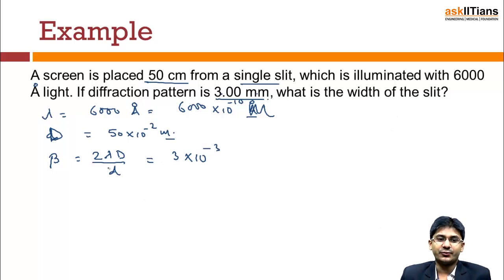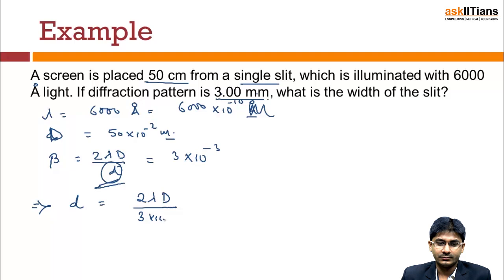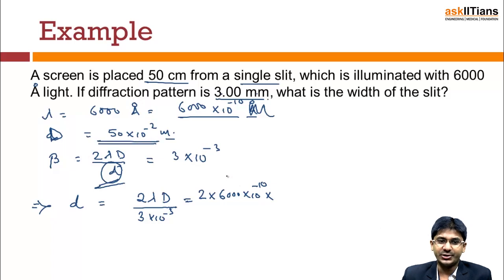What is the width of the slit? The small d. So what we do? Simply put the values. Small d is, okay, so put the values. 2 into lambda, which is given to us, 10 to the power minus 10. What is capital D? Capital D is 50 into 10 to the power minus 2, divided by, you had this given, 3 mm.